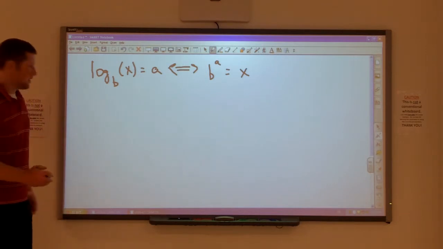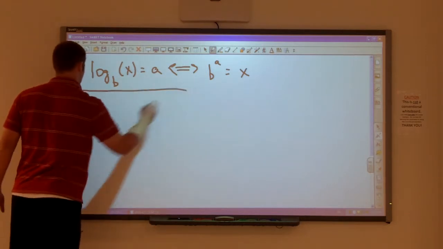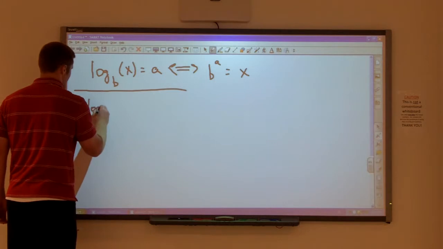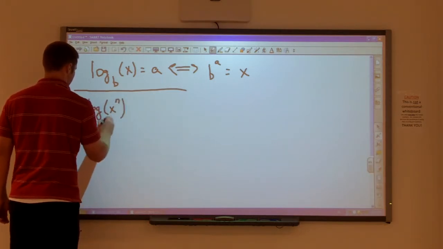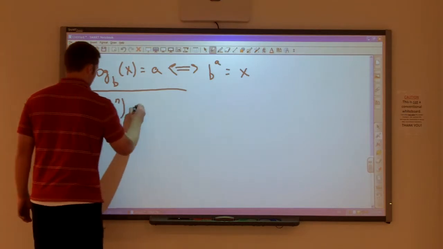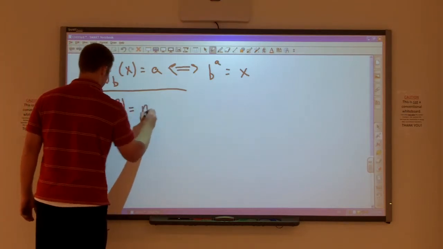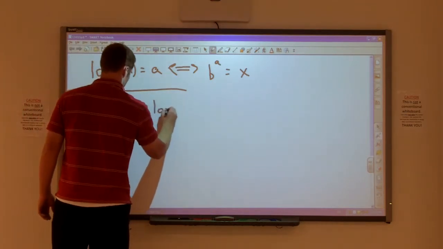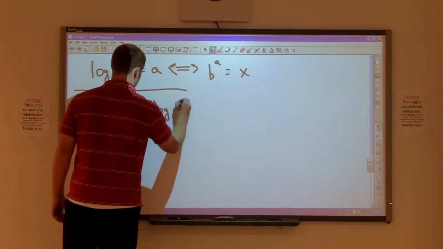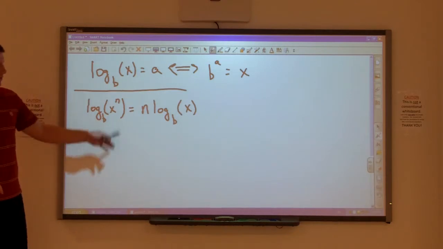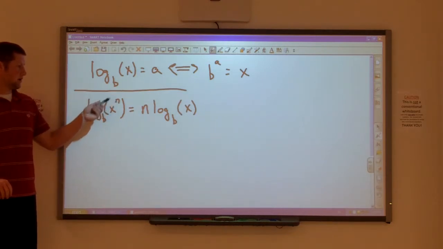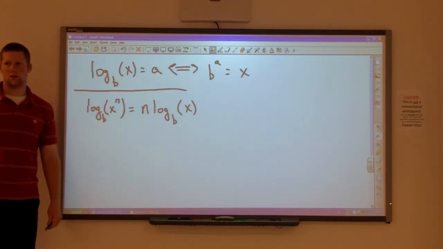Fair enough. The next property is that the log of x to the n, this can be any base, is equal to n times the log of the same base of x. So all we do, if you have a logarithm, you can take an exponent and bring it out in front and multiply.